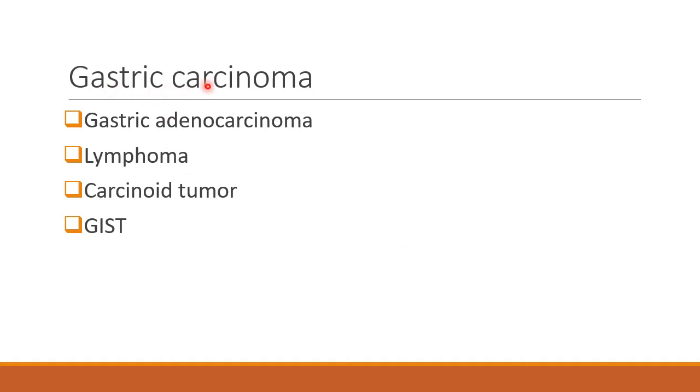Today we'll discuss under this heading gastric carcinoma, gastric adenocarcinoma, that is carcinoma of the glandular part. Then lymphoma, that is the tumor of lymphoid tissue. Carcinoid tumor, that is the neuroendocrine tumor. And GIST, that is gastrointestinal stromal tumor. So we'll see one by one.